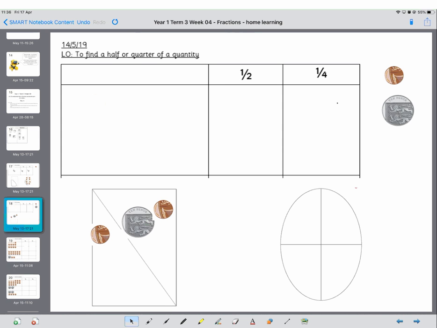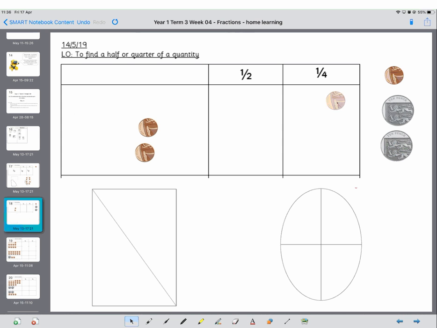Does that look right to you? No, of course not. So what could we do? Tell your grown-up what you think we need to do with the 10p. Brilliant. We need to swap this 10p for 10 ones. So let's count them out.